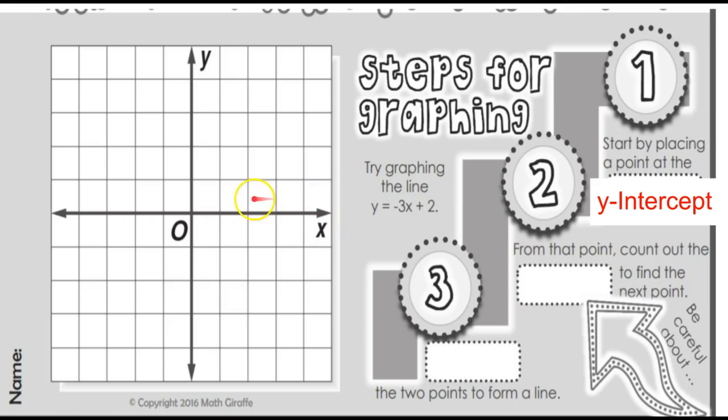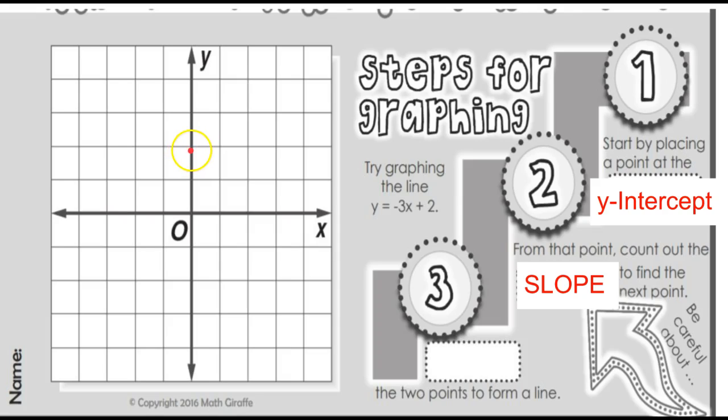So in this case, if you look, my y-intercept, if you remember, is positive 2. So I'm going to make a point at positive 2 on my y-axis. So it will be right here. Then from that point, make sure you write it down. After we start here at the positive 2, from that point, we're going to count the slope to find the next point.